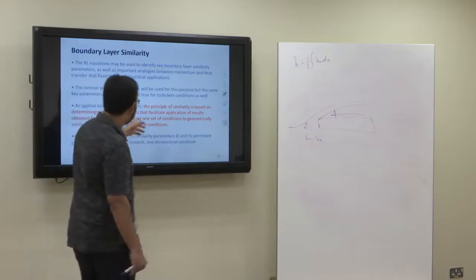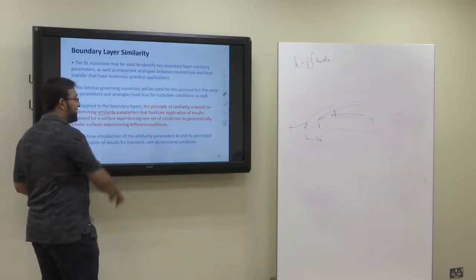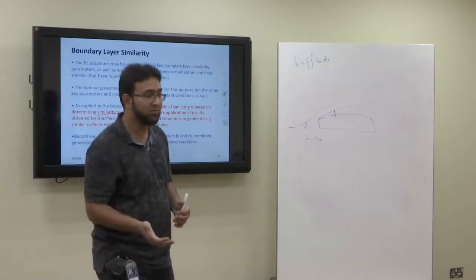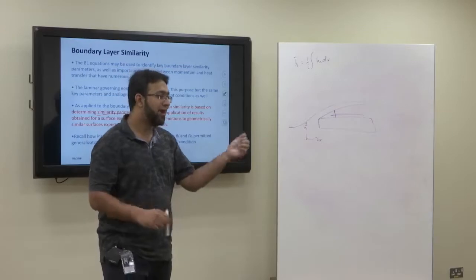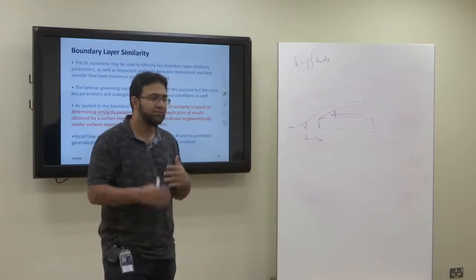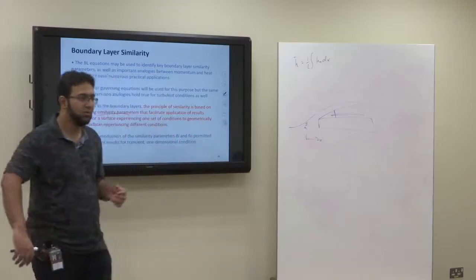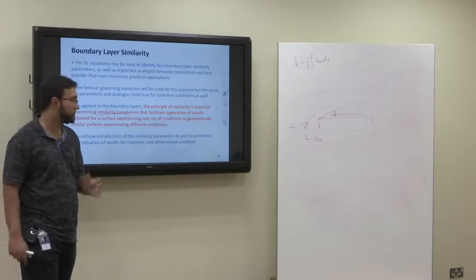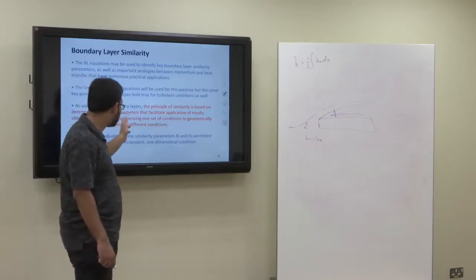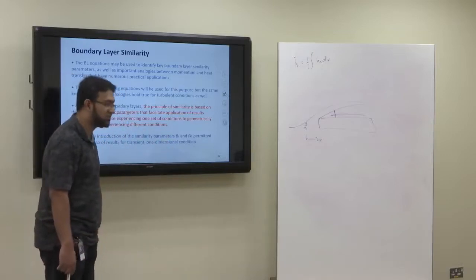The principle of similarity is based on determining similarity parameters. The Reynolds number is a similarity parameter. Before the Reynolds number, you studied some other numbers, like the Biot number. So it's a ratio number, okay? It does not depend upon anything, no unit is there. The Fourier number is another. These are all similarity parameters, okay? They facilitate application of results obtained from a surface experiencing one set of conditions to geometrically similar surfaces experiencing different conditions.